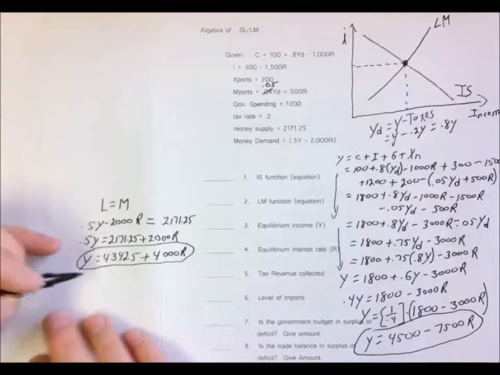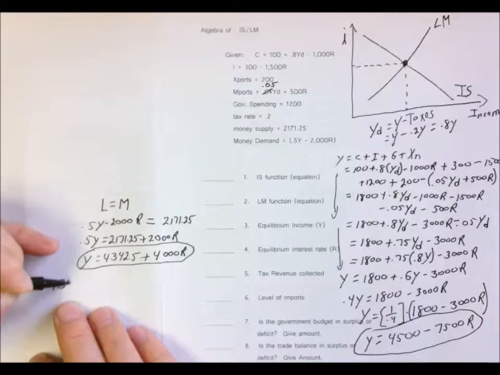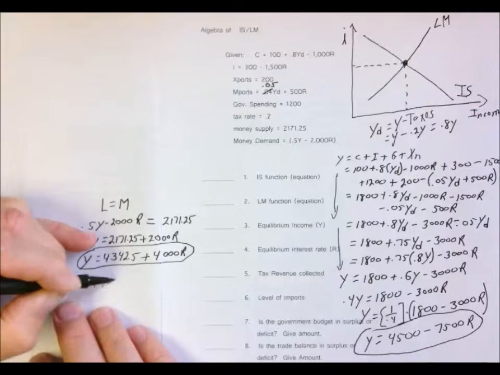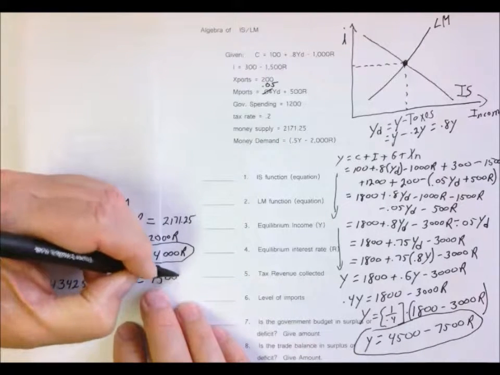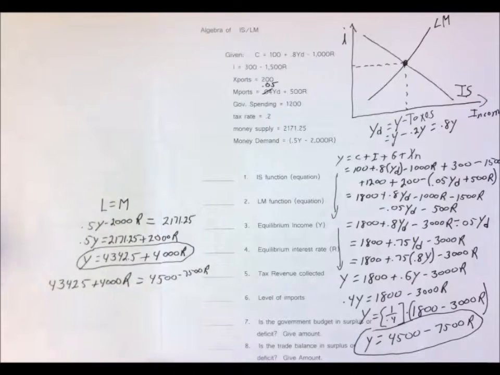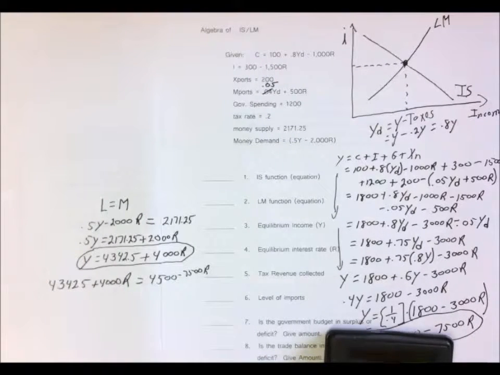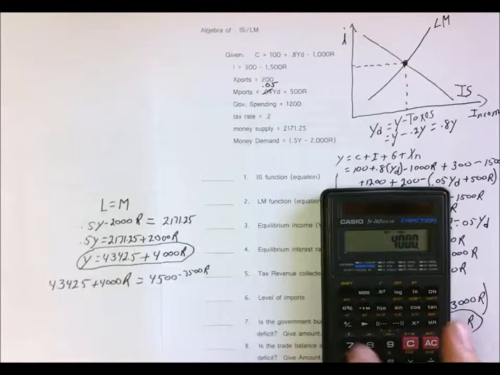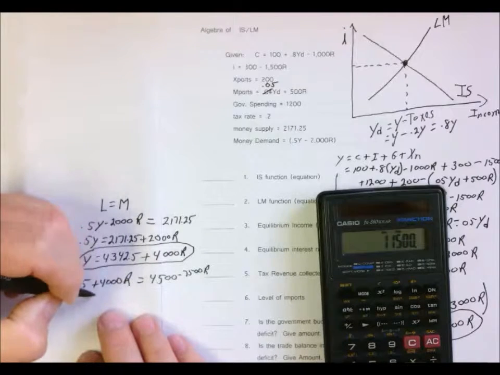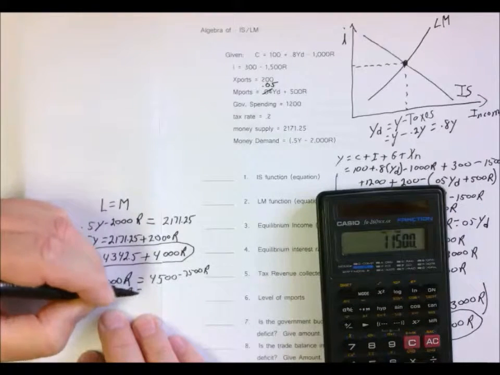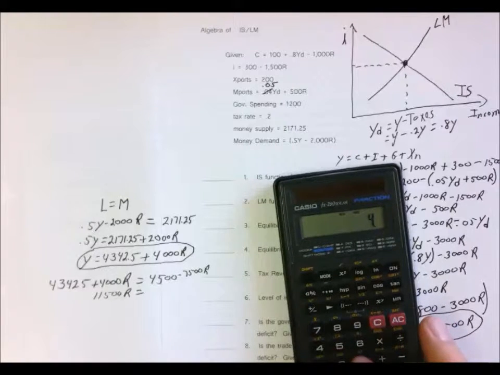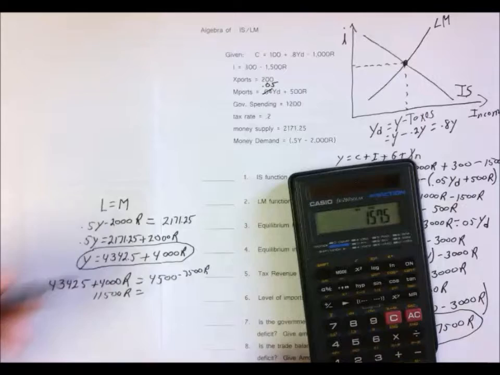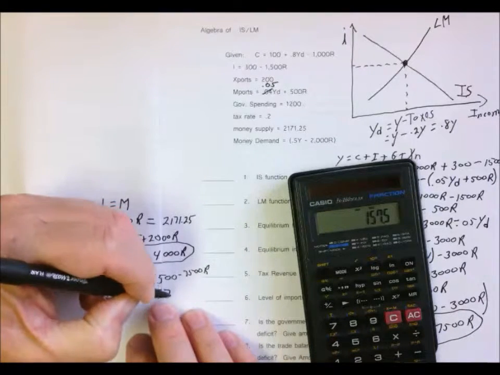I'm a little crowded here, but I think I can do it. Let's see. LM was 4342.5 plus 4000 r equals the IS was 4500 minus 7500 r. So I'll move all my r's to the left-hand side. I'm going to add 7500, so I get 11500 r. I'm going to put all my whole numbers on the right-hand side. I had 4500 over there already. I'm going to subtract out 4342.5, and I get 157.5.